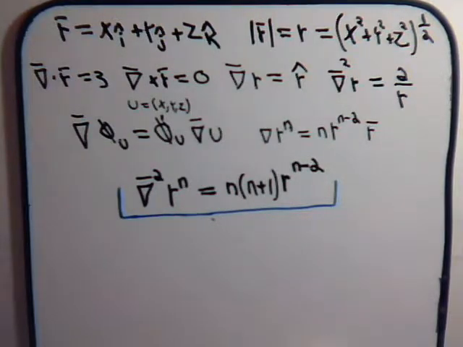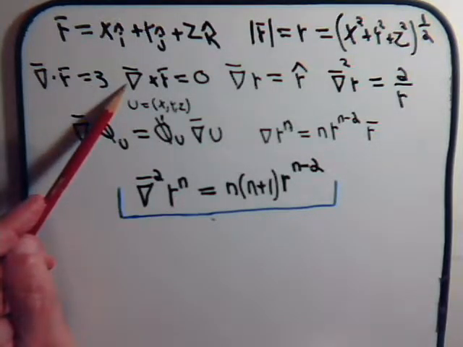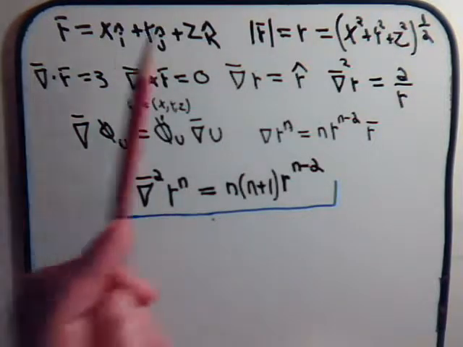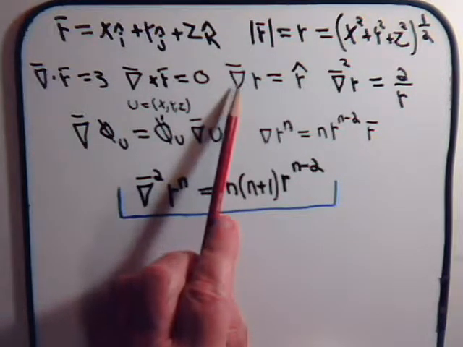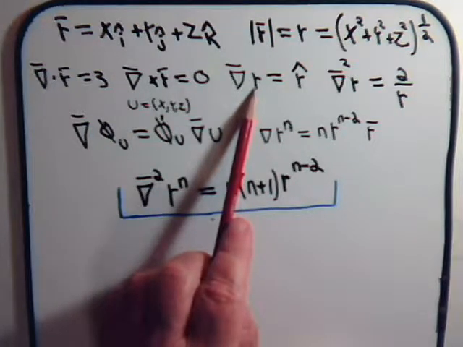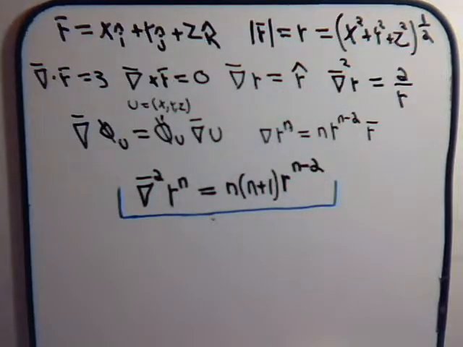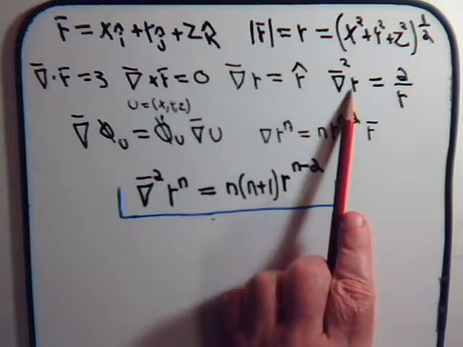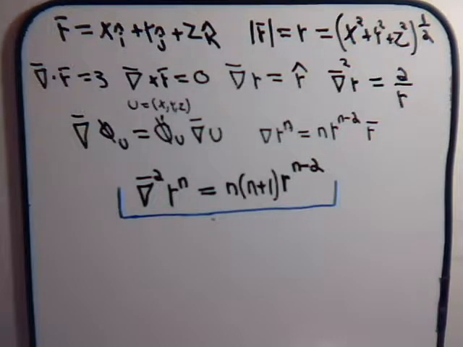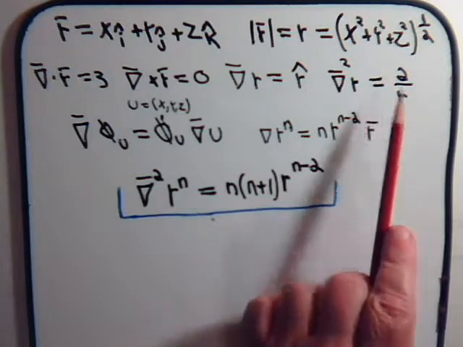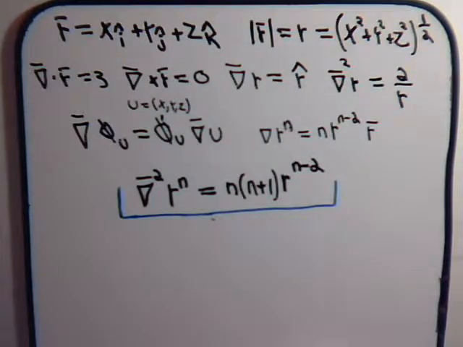Now, in previous videos, we've shown that the divergence of a position vector is 3, the curl is 0, and we've also shown that if we take the gradient of the magnitude of any position vector, that is equal to the unit position vector. And we've also shown that the Laplacian of the magnitude of any position vector is equal to 2 divided by the magnitude of that particular position vector.